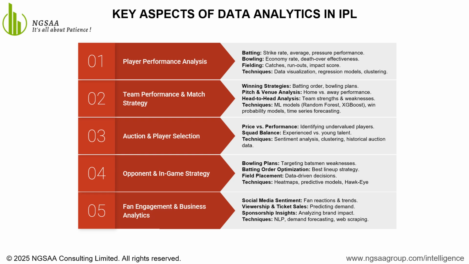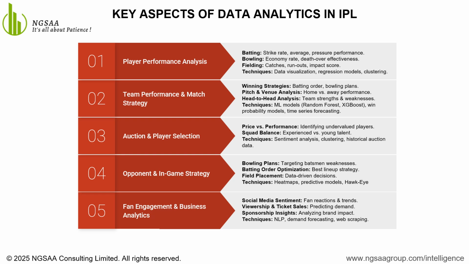2. Team performance and match strategy. Helps teams develop winning strategies based on past performances. Pitch and venue analysis determines the best playing 11 for specific conditions. Head-to-head analytics compares team strengths and weaknesses. Techniques used: machine learning, specifically random forest and XGBoost, win probability models.